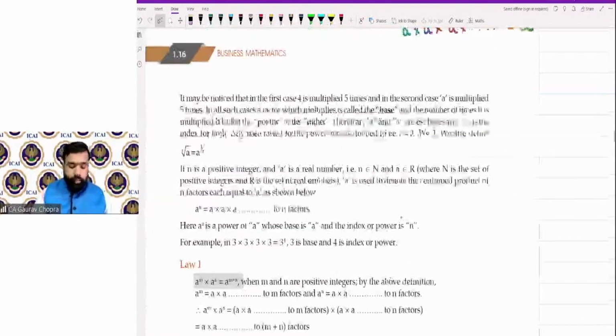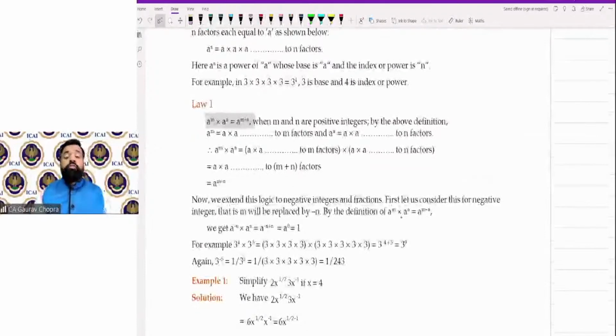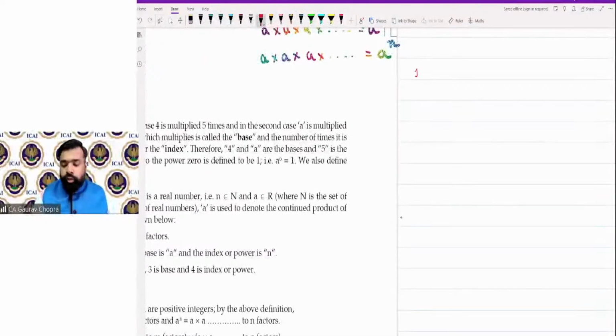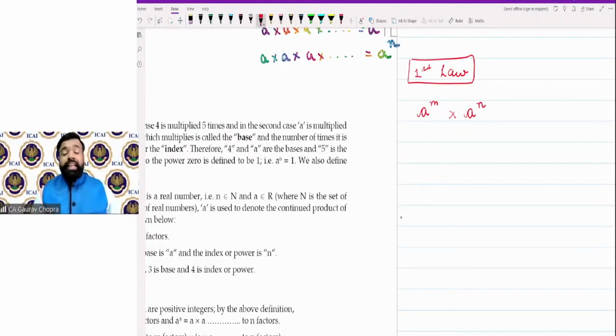Now, the next point. There is the first law of indices, which is the law for addition. So let us understand that. The first law is for addition: a to the power of m multiplied by a to the power of n. Both the values are same, that means the base is same. Here a is known as the base. And what are m and n? M and n are the powers.